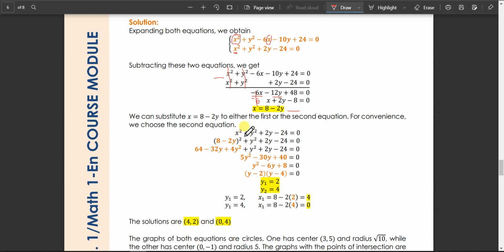So again, copy the second equation. We have x squared plus y squared plus 2y minus 24 is equal to 0. Substitute our value of our x, which is 8 minus 2y.